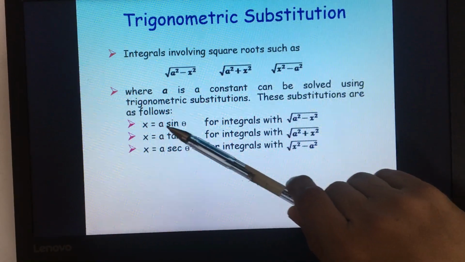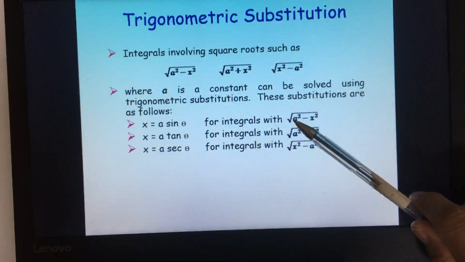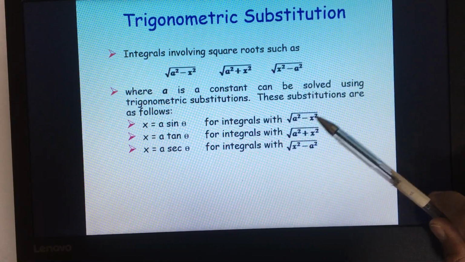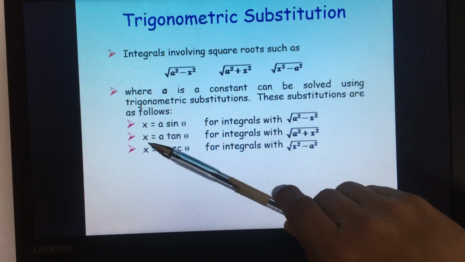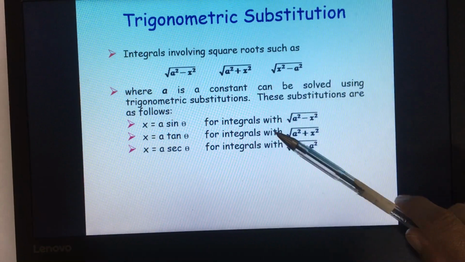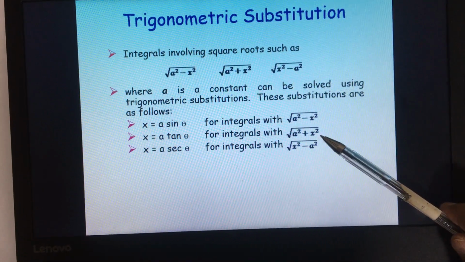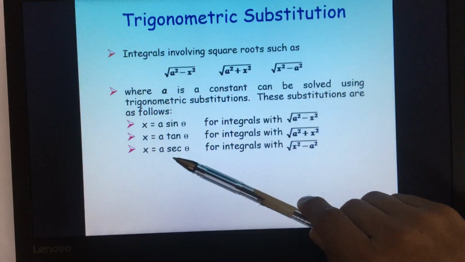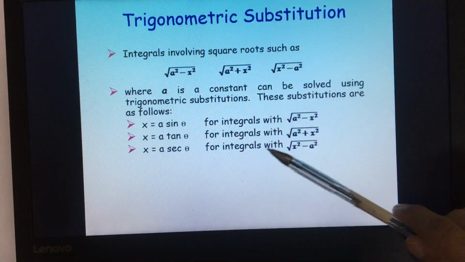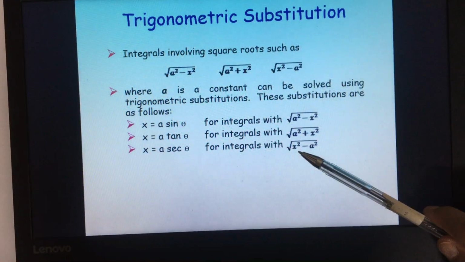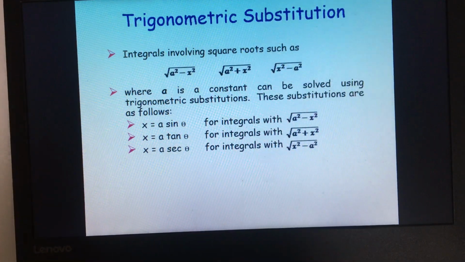We have x equal to a sine theta for the integrals with square root of a squared minus x squared, and x equal to a tangent theta for integrals with square root of a squared plus x squared, and x equal to a secant theta for integrals with square root of x squared minus a squared.